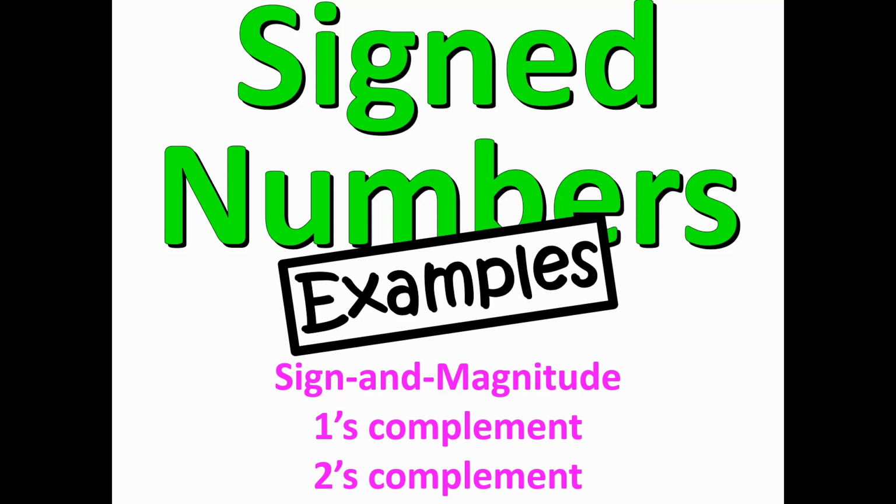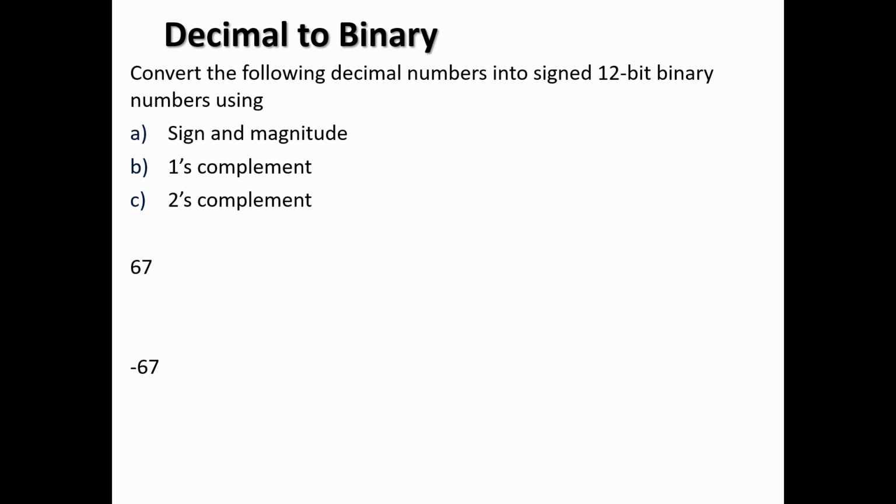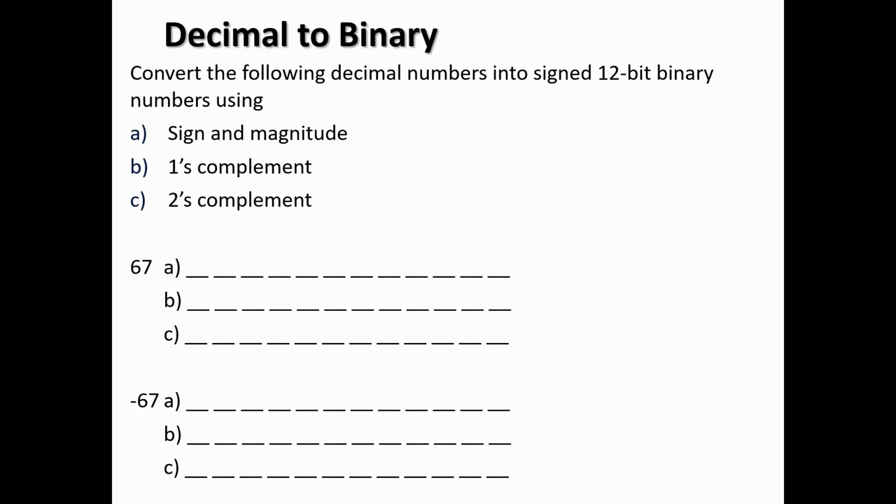In this video, I will be going over some examples on how to convert signed decimal numbers to binary and vice versa, using the three representations of sign and magnitude, 1's complement, and 2's complement. So first we're going to convert several decimal numbers into signed 12-bit binary numbers. First notice that we'll be using 12 bits, okay?